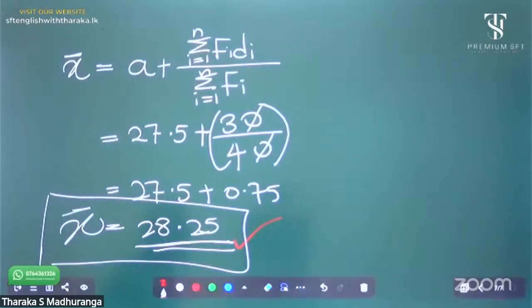In exams, we need to show the tables. That's how marks come. Marks come in exam. We need to show the tables. Yes, you have to show the table.